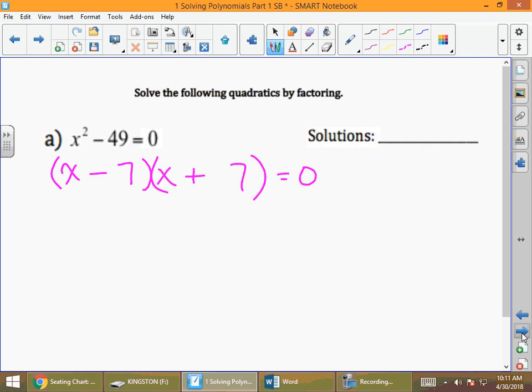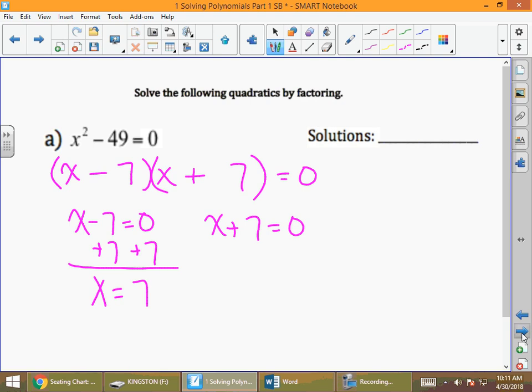But we're going to solve these. So when we solve, we're going to take x minus 7 and set it equal to 0, and x plus 7 and set it equal to 0. So we're going to add 7 to both sides. We get x equals 7. We subtract 7 from both sides. We get x equals negative 7.